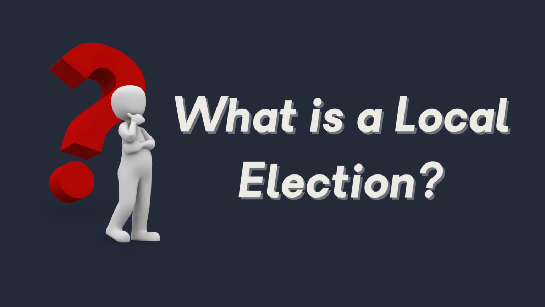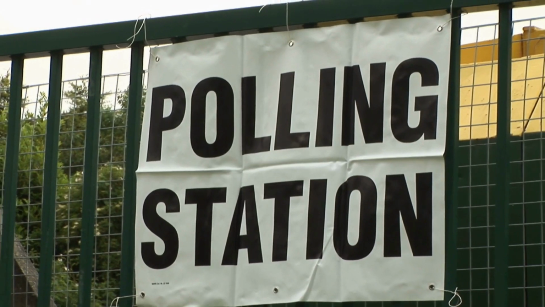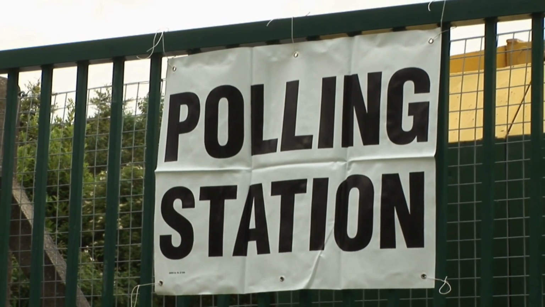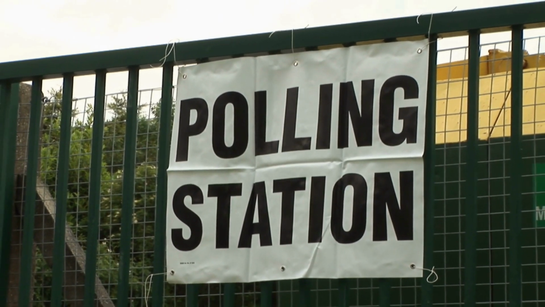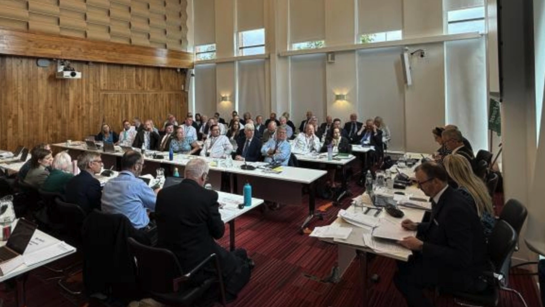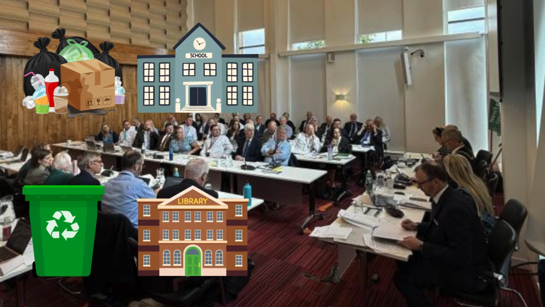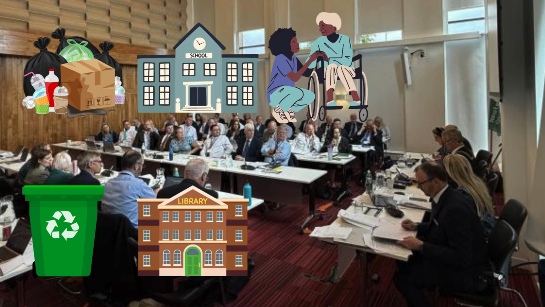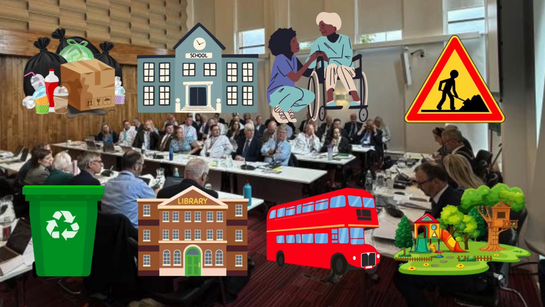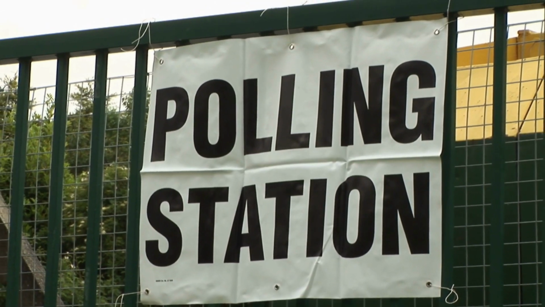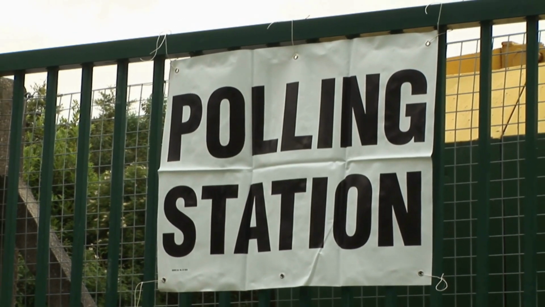What are local elections? They're held so we, the public, can choose who represents us on our local council. These representatives are called councillors. They make key decisions about the everyday services we often take for granted. Things like bin collections and recycling, local schools and libraries, support for vulnerable residents, bus routes, road repairs, and green spaces. Basically, local elections decide who looks after the places we live in and the services we all rely on.